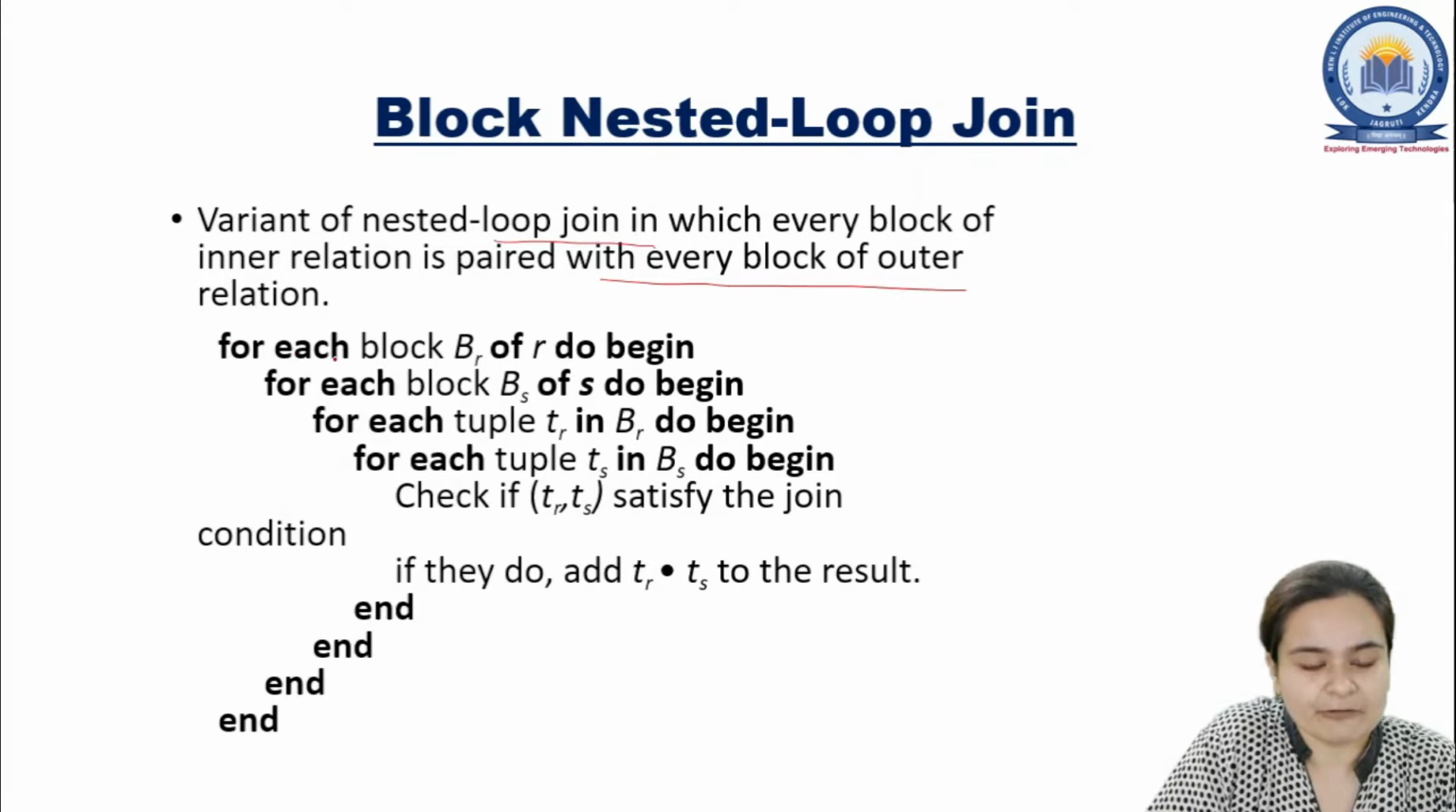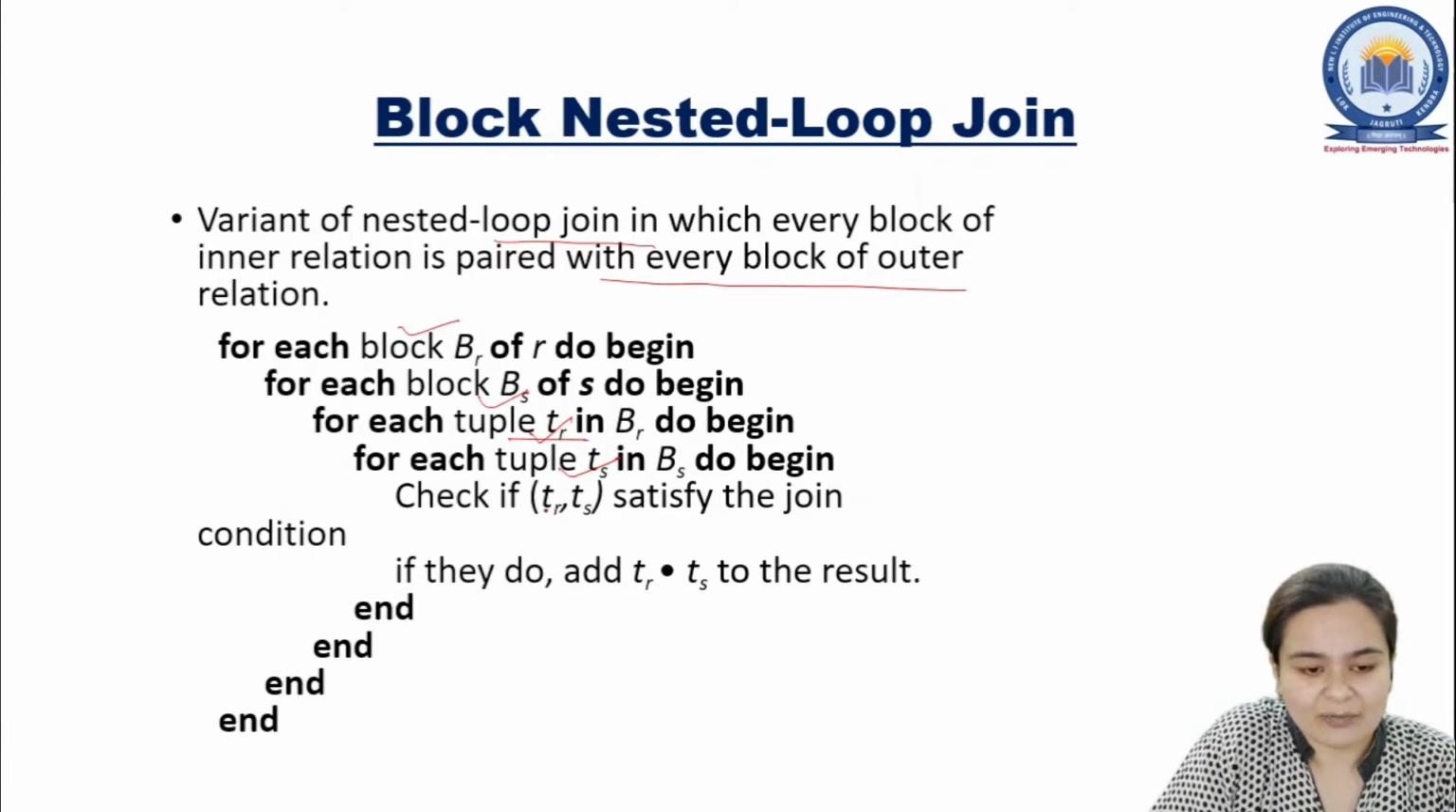For each block BR of relation R, and for each block BS of S, definitely all the relations will be in certain sets of blocks. So we are going to access those blocks first, and then we are going to see the tuples in those blocks. Then we have to see each tuple in R and tuple in S.